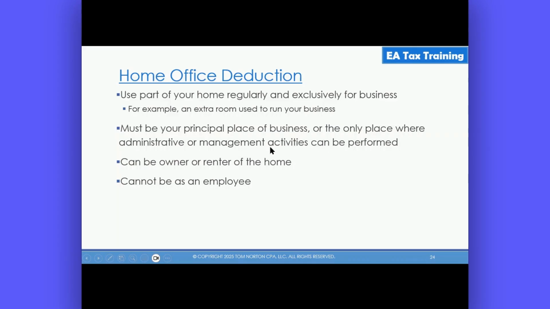So, for example, a doctor might work at a hospital. That's where they actually see their patients, but the hospital doesn't provide them like an office space in order to do their billing and their other administrative type work. So they do that at home in their home office. That's fine. They can take the home office deduction. You can own your home or you can rent the home, either way, but you cannot do this as an employee. You have to be self-employed. So if that doctor is an employee of the hospital, then they cannot take a deduction for their home office expense. But if they are self-employed as a doctor, then they can do that.